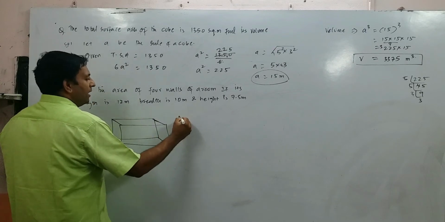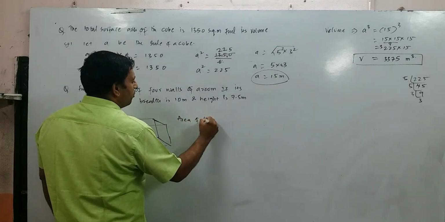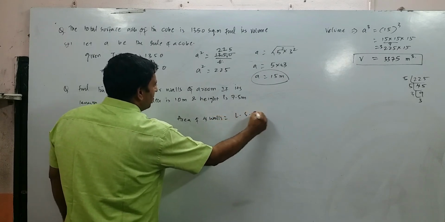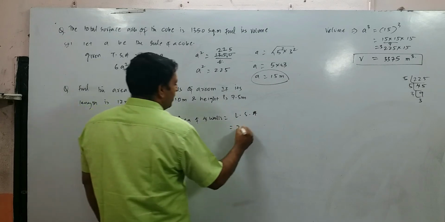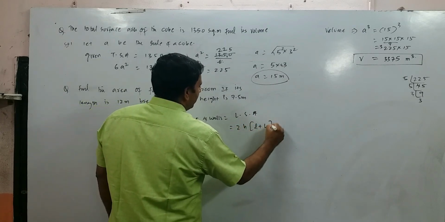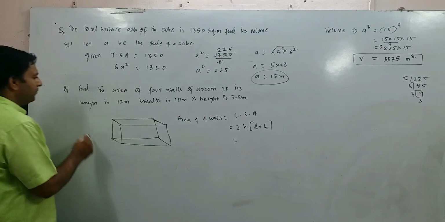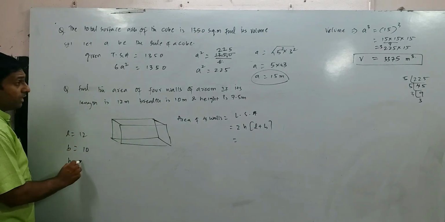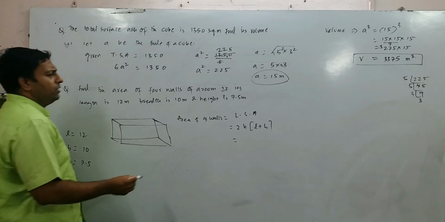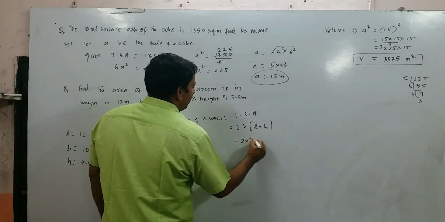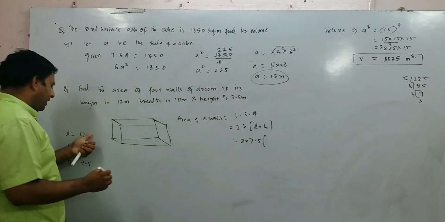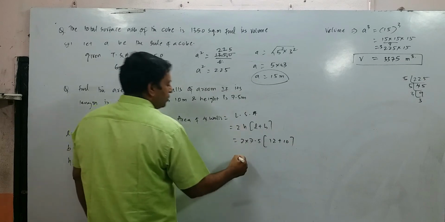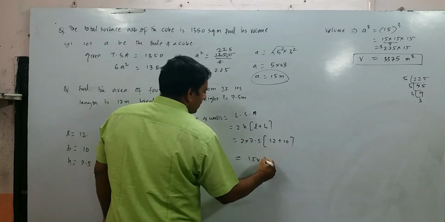I will say area of four walls is equal to lateral surface area. And what is lateral surface area formula? 2h into L plus B. Now what is length given to you? Length is equal to 12, breadth is equal to 10, and height is equal to 7.5. So let us apply 2 times 7.5 into L plus B. L plus B is how much? 12 plus 10. So 7.5 into 2 will be 15. 12 plus 10 will be 22.